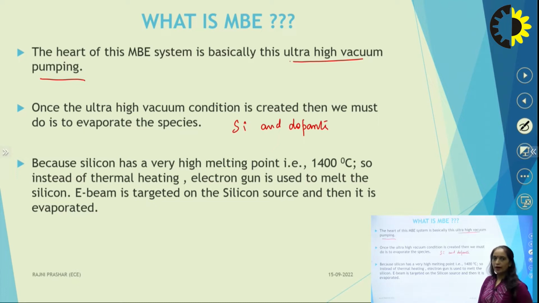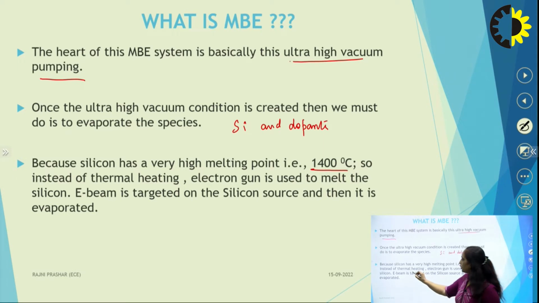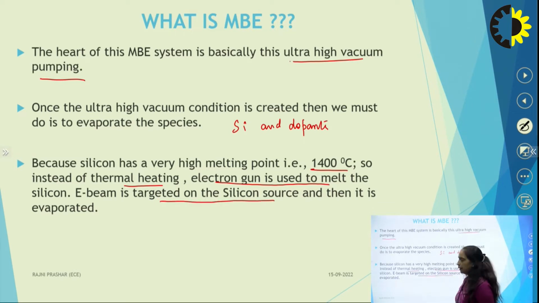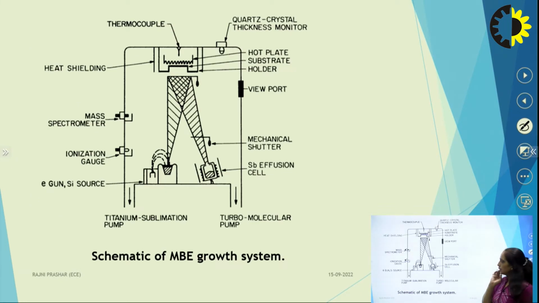Okay, first we have to create the vacuum, and then a high quality vacuum should be there, and then evaporation is carried out. Because we know that the melting point of silicon is very high, that is 1400 degrees C. So instead of thermal heating, an electron gun is used to melt the silicon. Your electron beam will be targeted on the silicon, and then it is evaporated. So this is the diagram. This is the simplest diagram of the molecular beam epitaxy system.